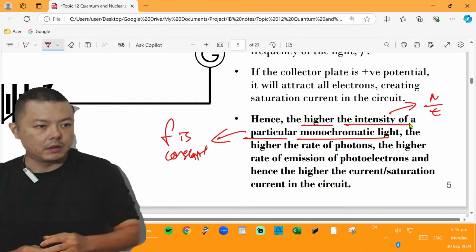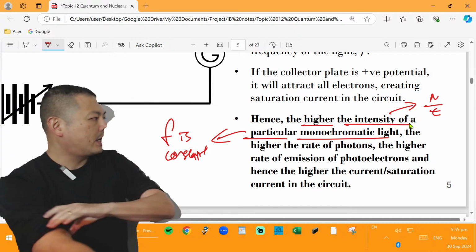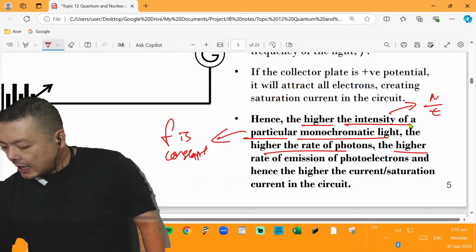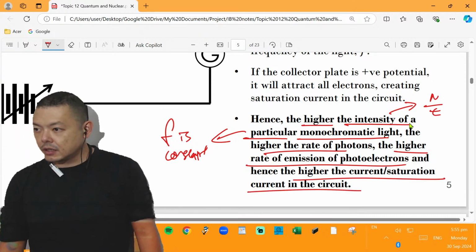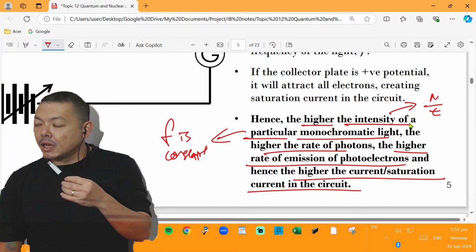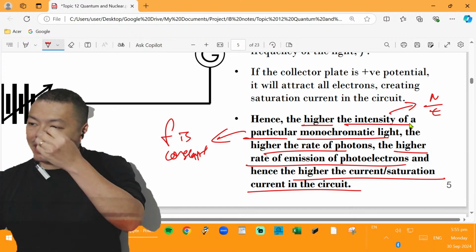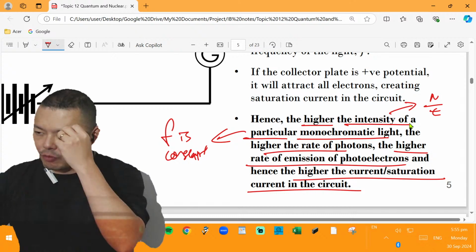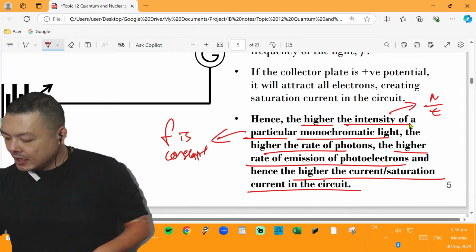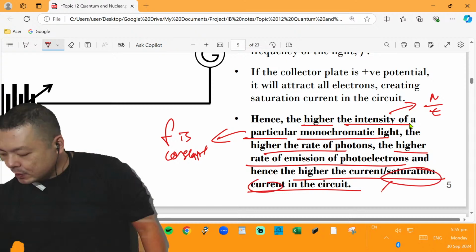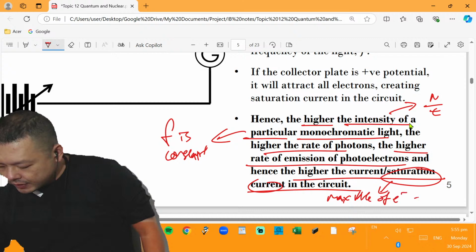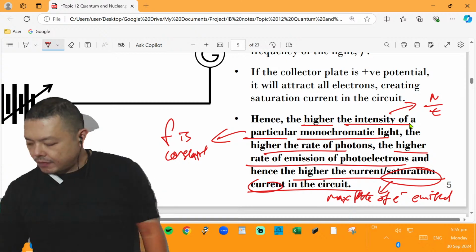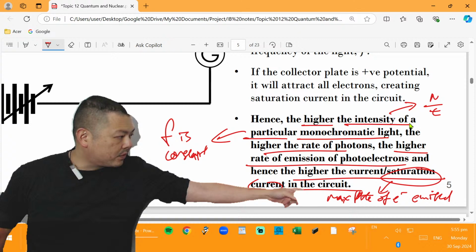The clearer you are in your answer, the better. So higher rate of photons, higher rate of emission of photoelectrons, and higher current in the circuit like this. So saturation current is when you hit the limit of the rate of photons or the rate of electrons. Saturation current is when you have the maximum rate of electrons emitted.